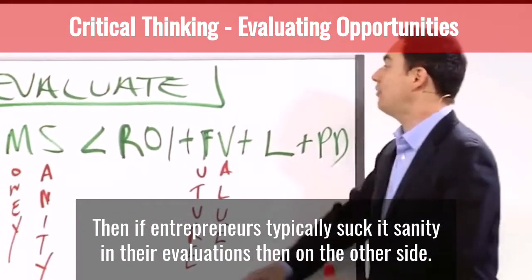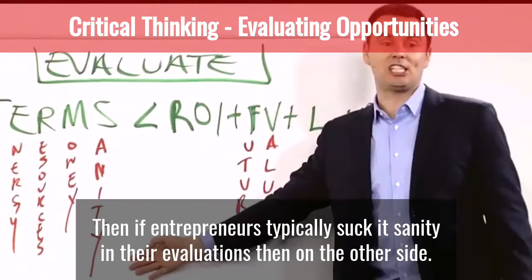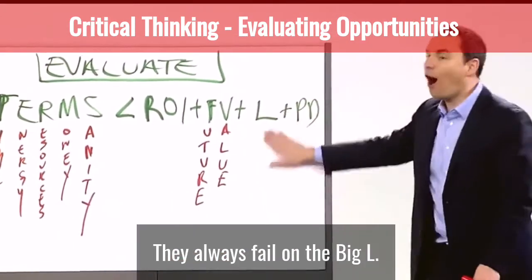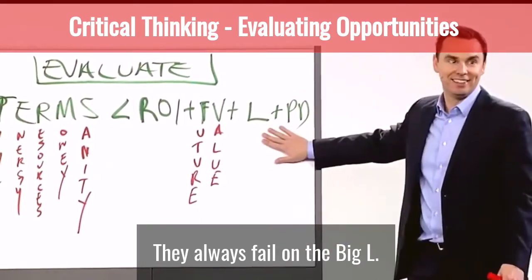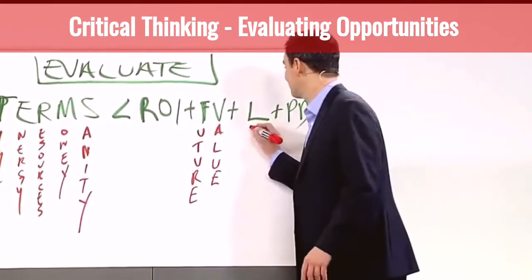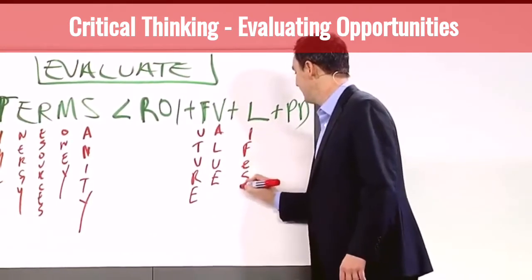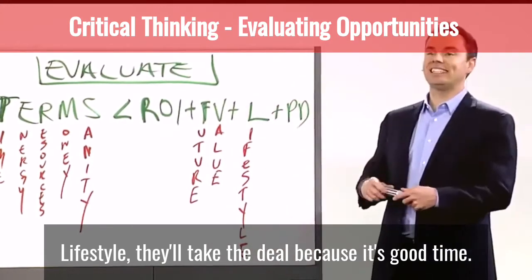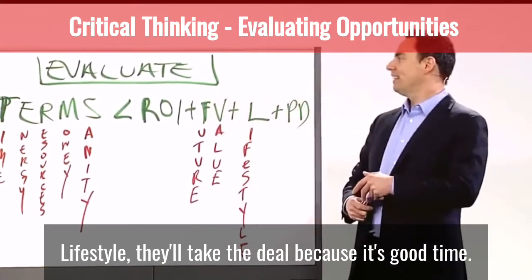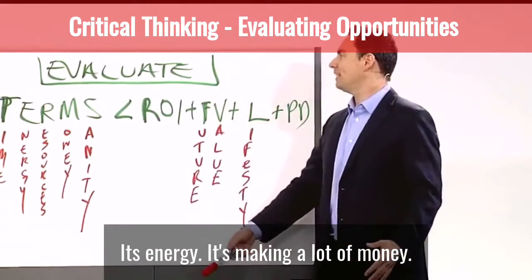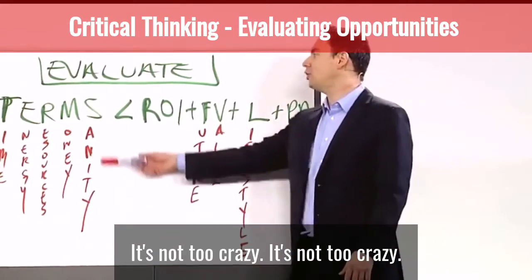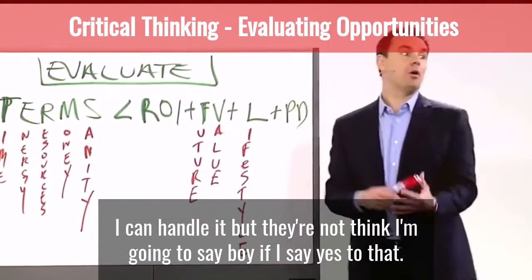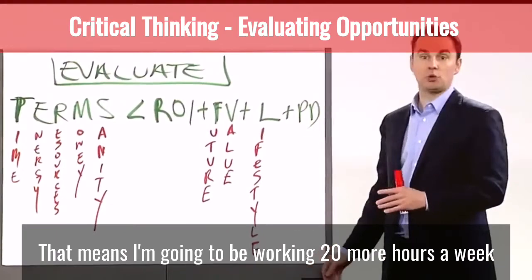Then if entrepreneurs typically suck at sanity in their evaluations, on the other side, they always fail on the big L: lifestyle. They'll take the deal because it's good time, it's energy, it's making a lot of money, it's not too crazy, I can handle it. But they're not thinking on the other side, boy, if I say yes to that, that means I'm going to be working 20 more hours a week.